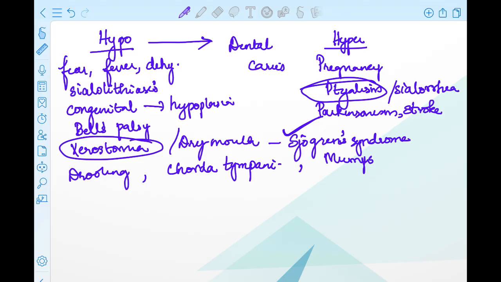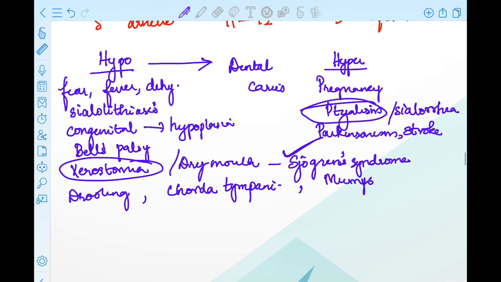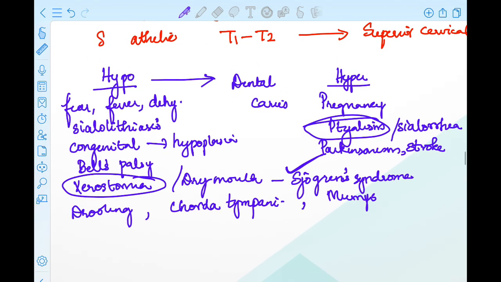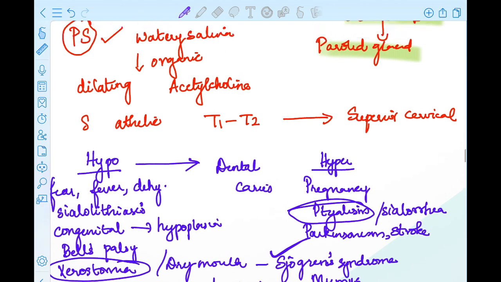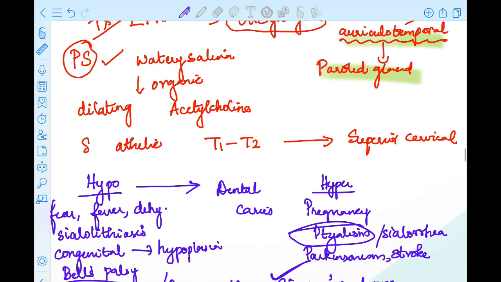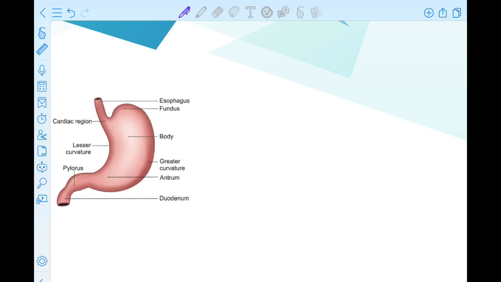Alright, so that's about the regulation of salivary secretion, as well as the applied aspects related to salivary secretion. Up next, we're going to have our discussion on gastric secretion. So we've already discussed the functional anatomy of the stomach.